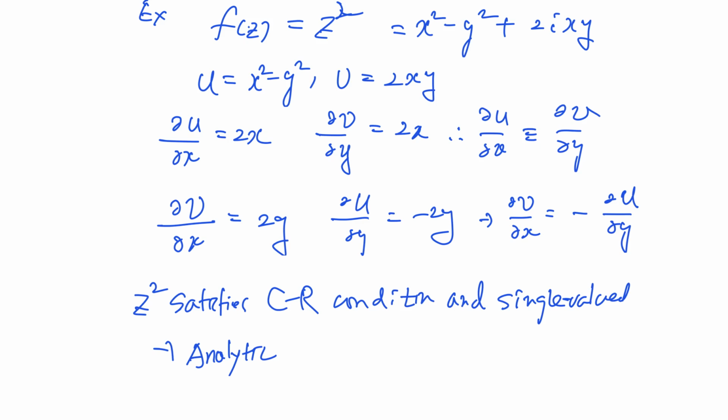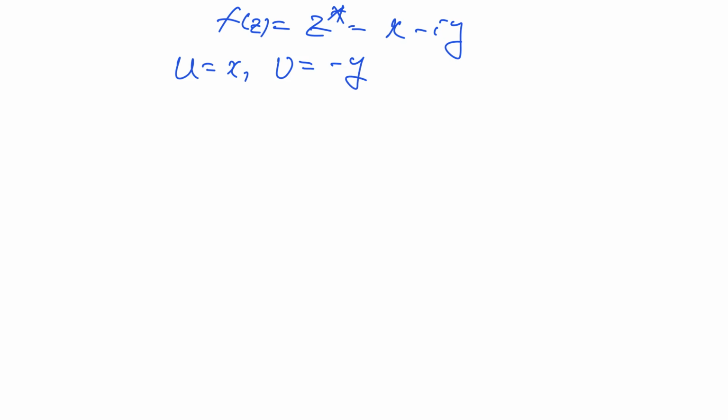Example of f(z) which is not analytic. z complex conjugate, x minus iy. So u is x, v is minus y, right? So partial u partial x is 1, partial v partial y is minus 1, not the same as partial u partial x. So this function is not analytic.